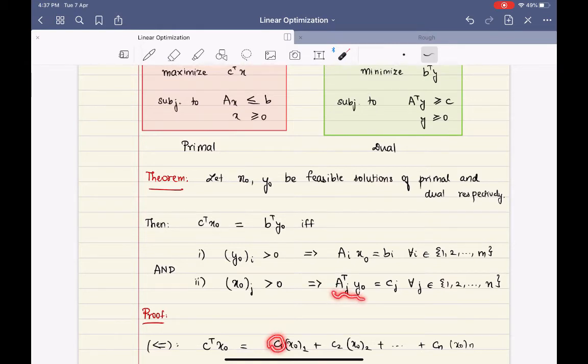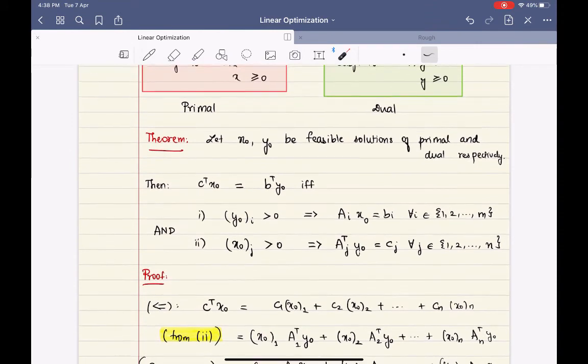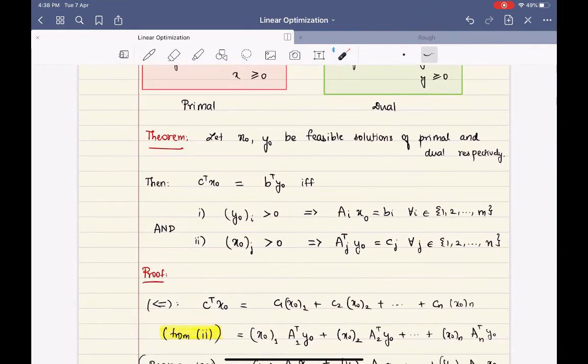C1 can be replaced with A1 transpose y0, right? Similarly, when this is strictly bigger than 0, this would be A2 transpose y0. Okay, now this helps us rewrite this in this form. When this is 0, it doesn't matter what we multiply it with, and when this is strictly bigger than 0, we have this equation.